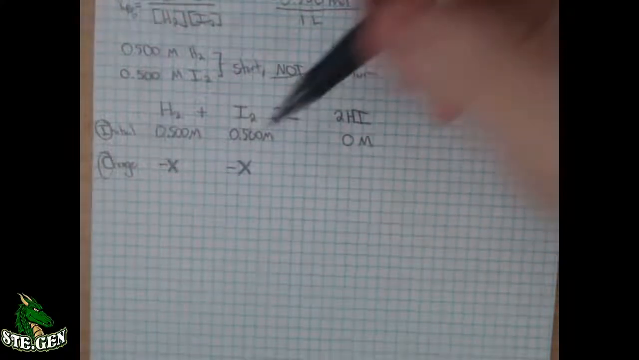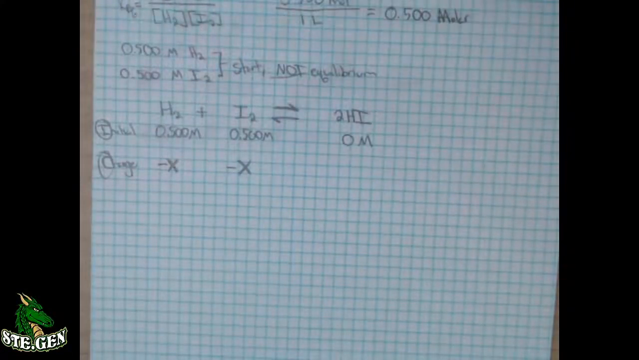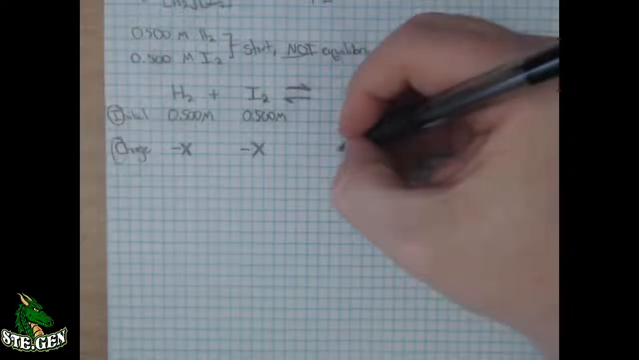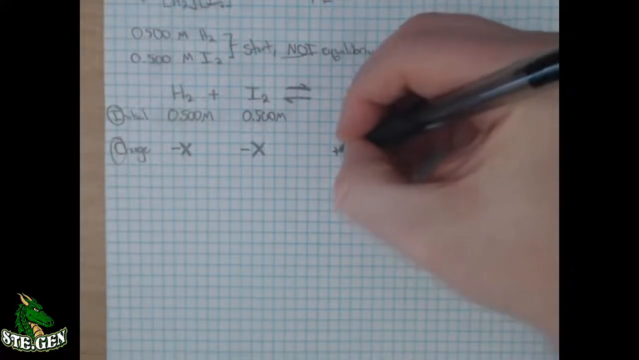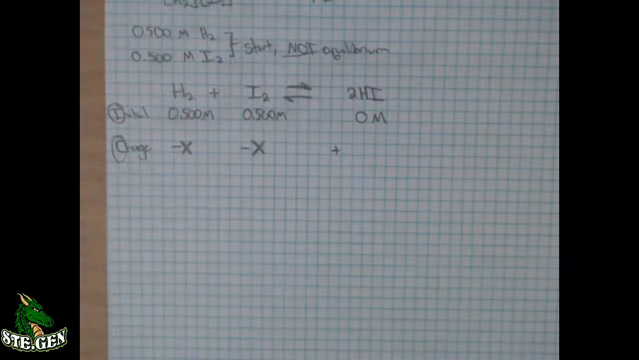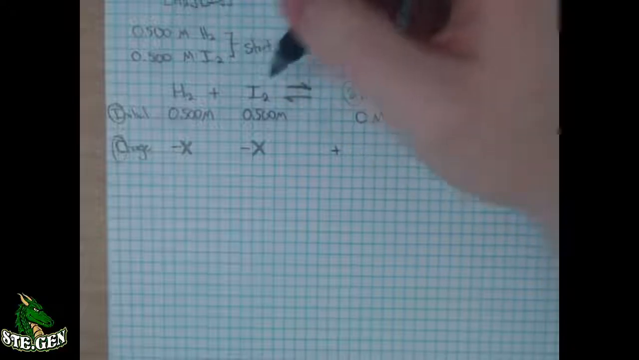And then, because these are reacting together and these are going down, that has to go somewhere, and it's going to turn into our products over here. So we're going to put a plus on this side. However, there are 2 HIs formed for every 1 H2 or 1 I2 that reacts.